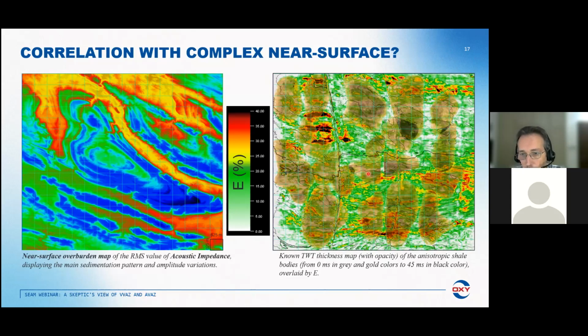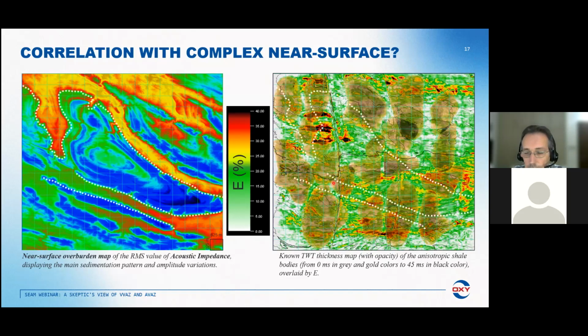If I repeat the map on the right with the known two-way time travel thickness of the shale geobodies and that velocity anisotropy intensity, there's no correlation there. So that's kind of going down the wrong path then, it seems. That's not to say that this near surface cannot have an impact, but there is no direct correlation here.